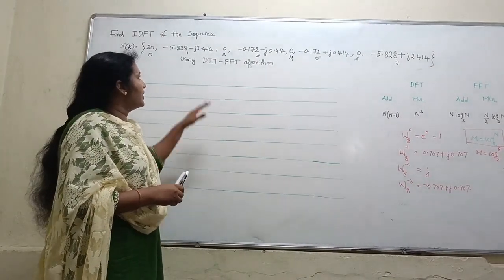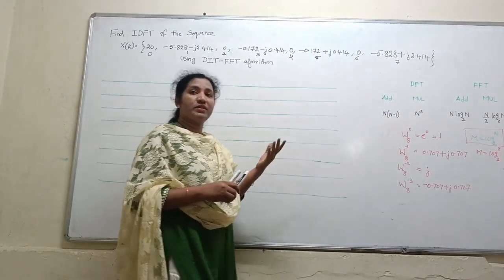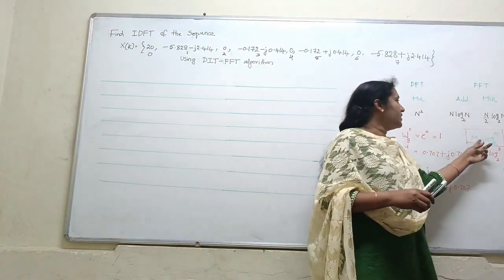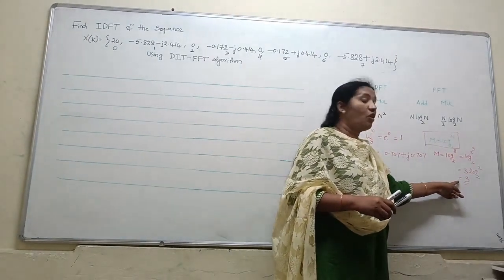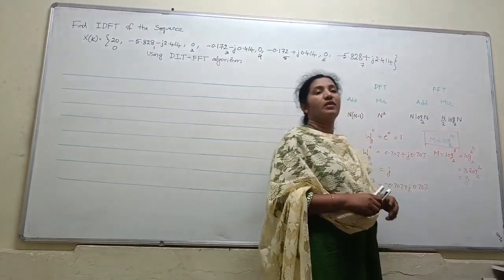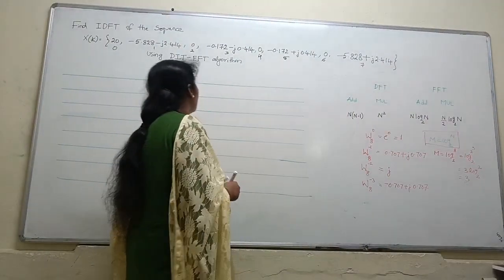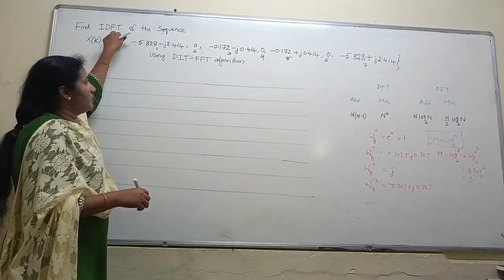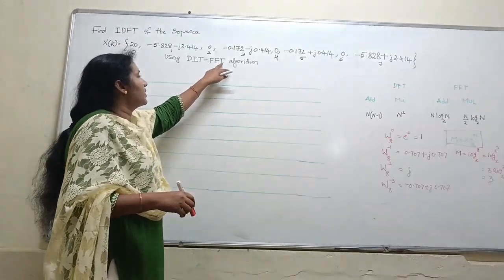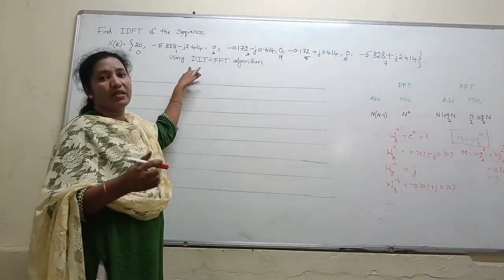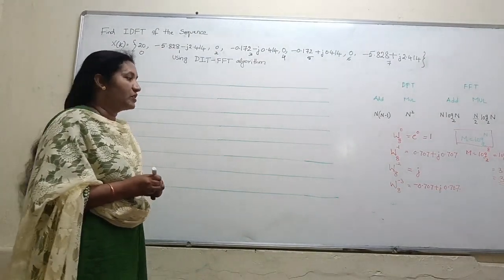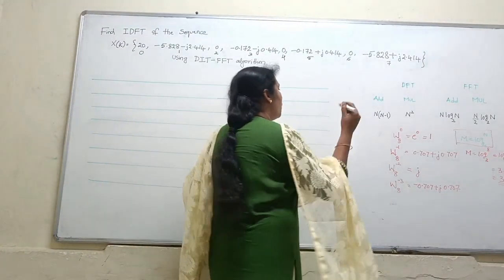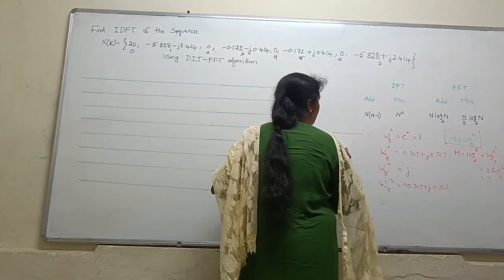So for computing this 8-point DFT, how many stages are required? M is equal to log base 2 of N. So if it is 8, then how many stages are required? 3 stages are required. Now let us see. Inverse discrete Fourier transform can be performed by using the fast Fourier transform algorithm, and the method is decimation in time. So here we will solve this by using the butterfly diagram. We will see what the butterfly diagram is.